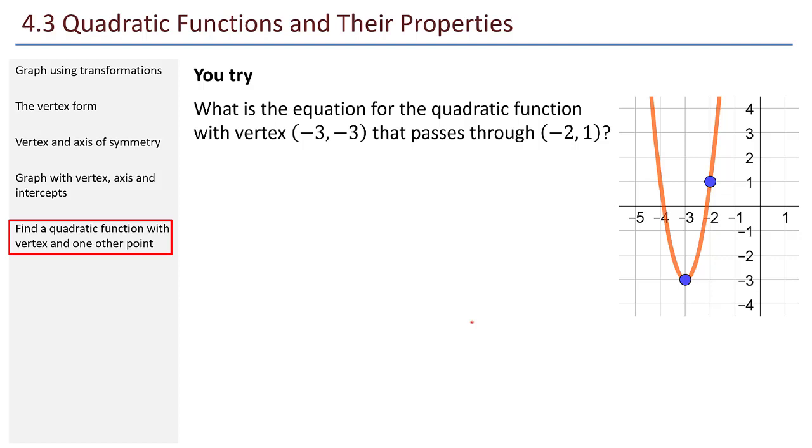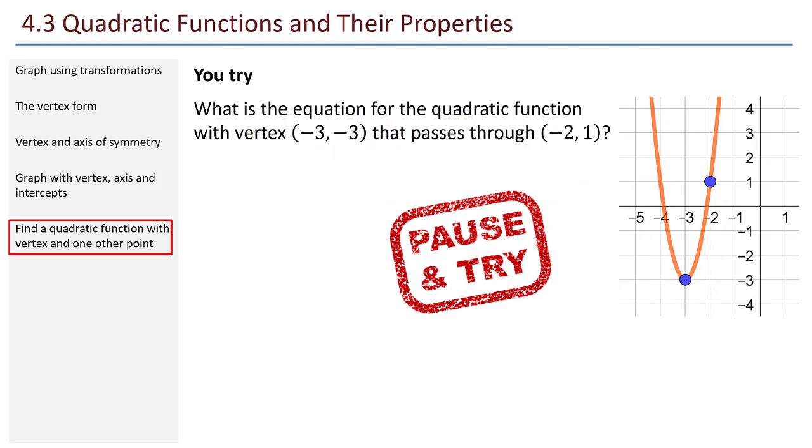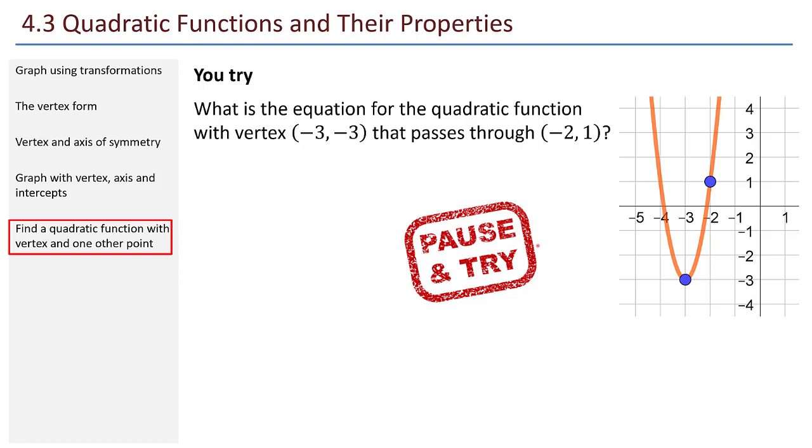You try. What is the equation for the quadratic function with vertex (-3, -3) that passes through the point (-2, 1)? Take a few minutes, give this your best try, and then start the video again when you want to check your work. Go to it.